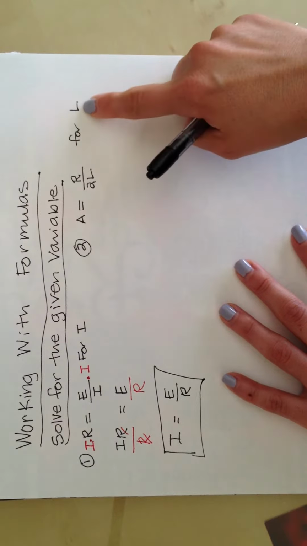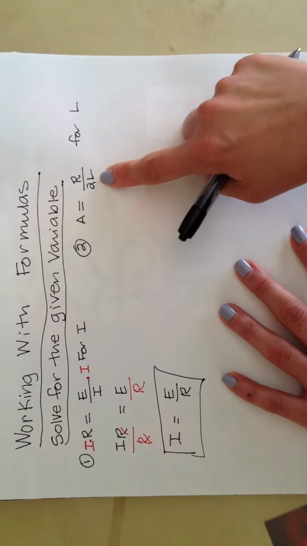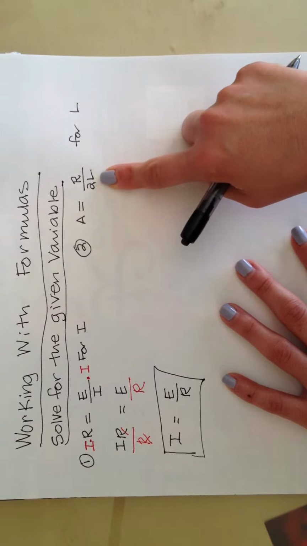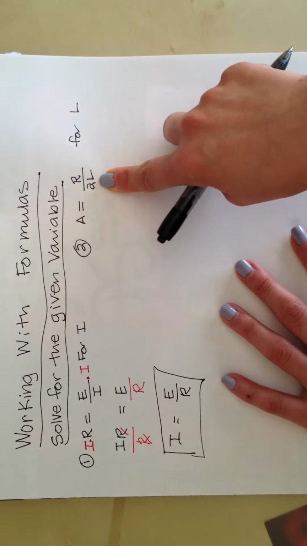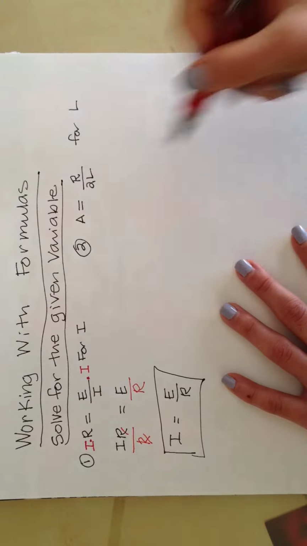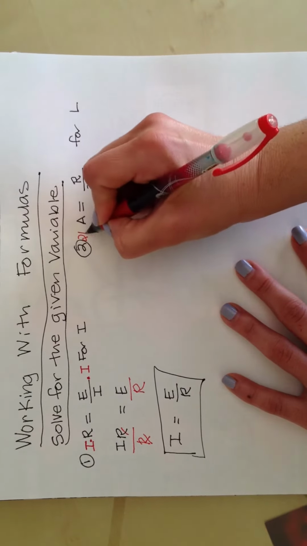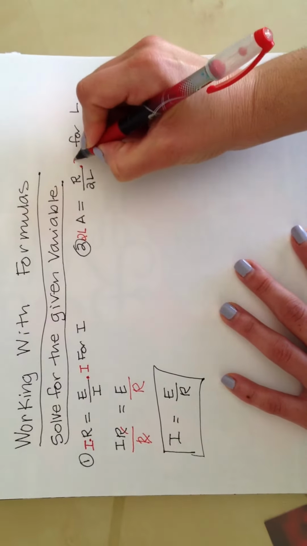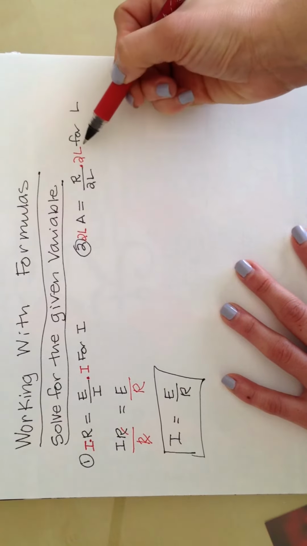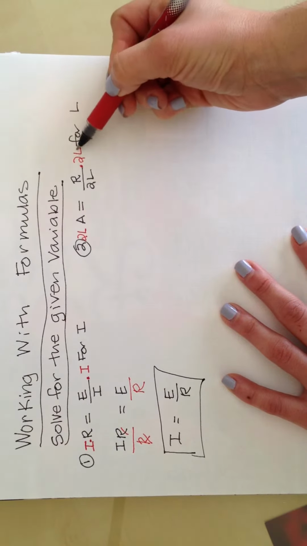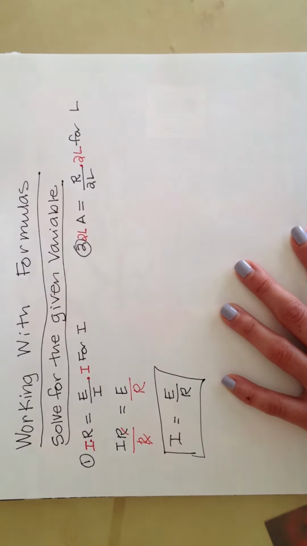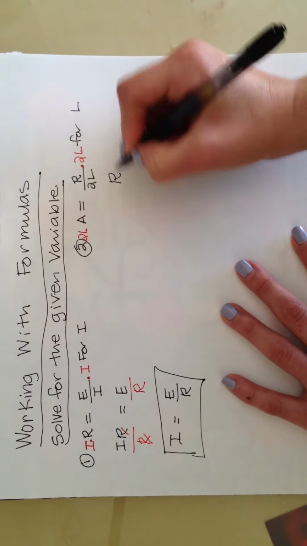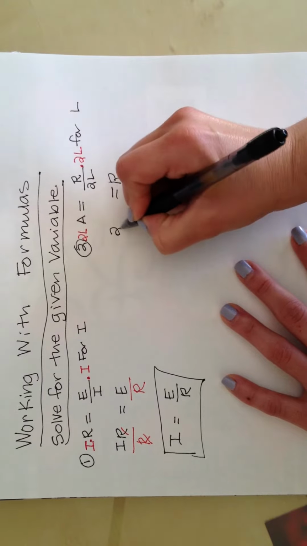We want to solve for the variable L. Again, we have a fraction, so the first thing is just multiply both sides by your denominator, which is 2L. And that will eliminate the fraction. So you multiply both sides. Notice on the right side we can reduce, so these will eventually reduce, and we're left with R equal to 2LA.